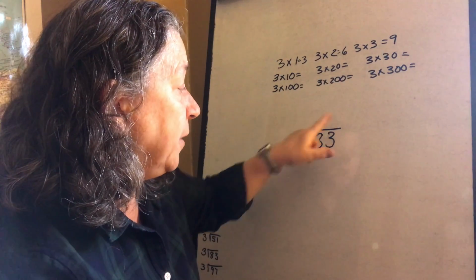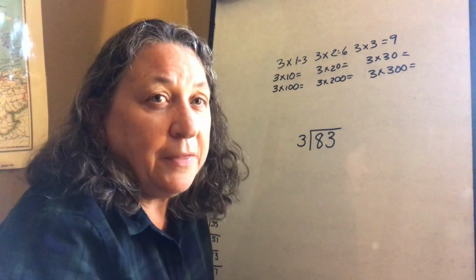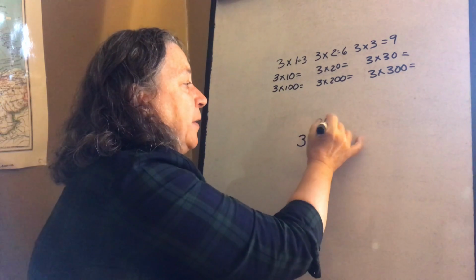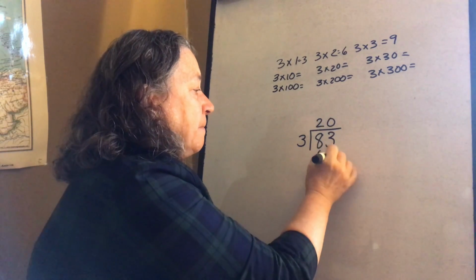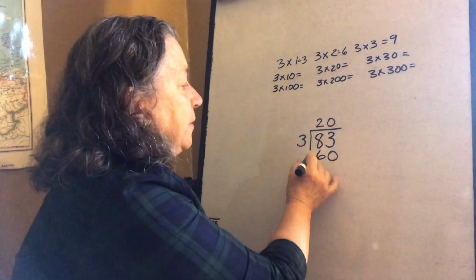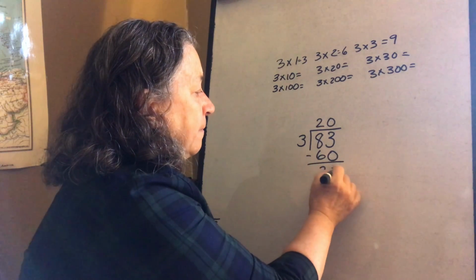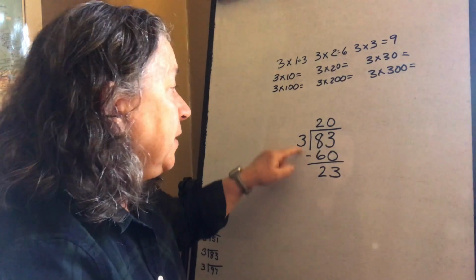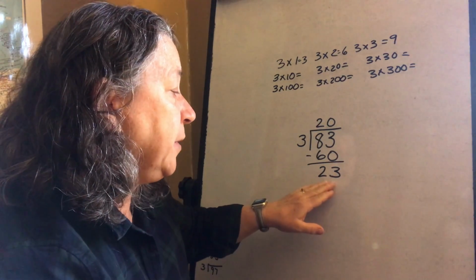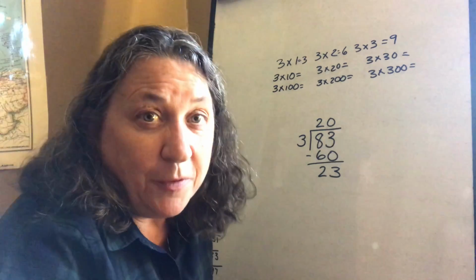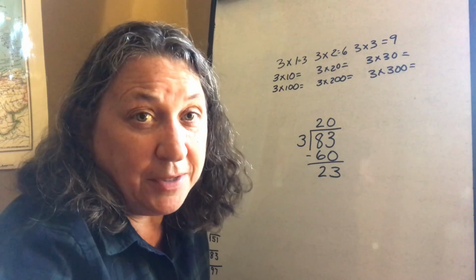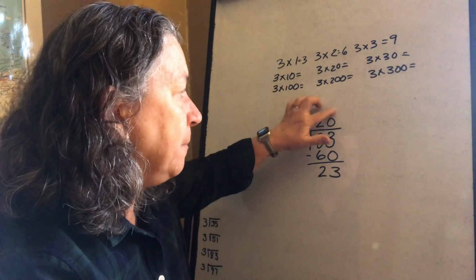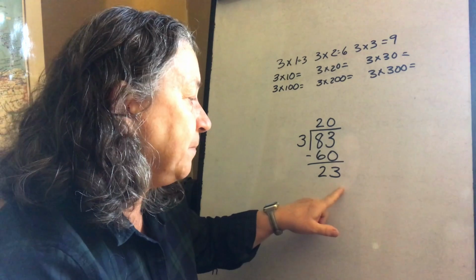3 times 20 is 60. Go ahead and write that. 3 times 20 is 60. Now we'll subtract to see what's left. So now we look at our number and we say 3 times what is close to 23? If you know your number facts, then it's easy because you know your times tables for 3 and you would know what the answer is. And you'd say, oh yeah, 3 times what is close to 23.